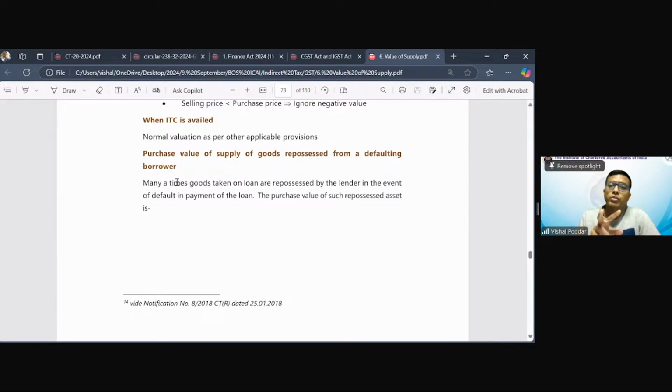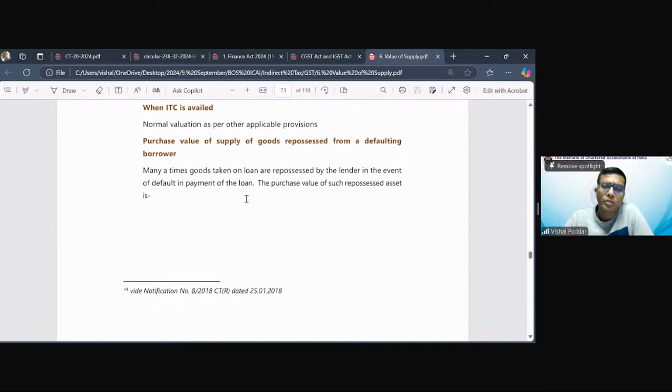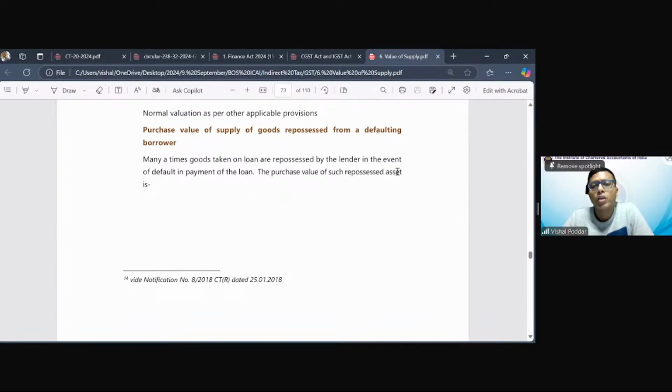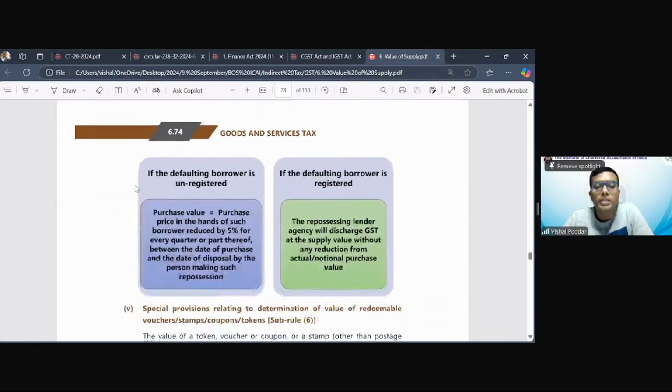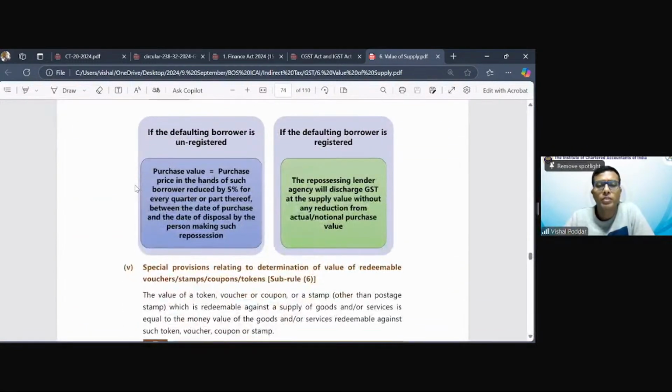Because we need to pay tax on the difference. So how do we find out the purchase cost? That is what is given. Many times goods taken on loan are repossessed by the lender. Lender means the bank, in the event of default in payment of the loan installment. Now, how to find out the purchase value of such a repossessed asset? If the defaulting borrower is unregistered, that is, not buyer, the borrower. So the person to whom I have given the loan is unregistered.